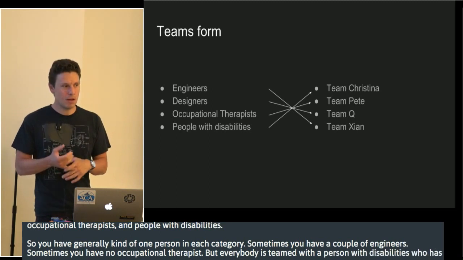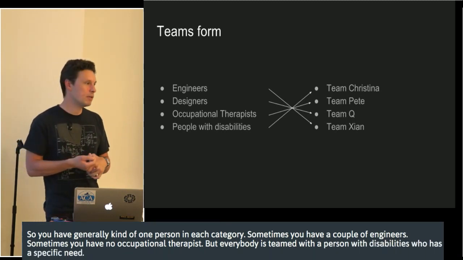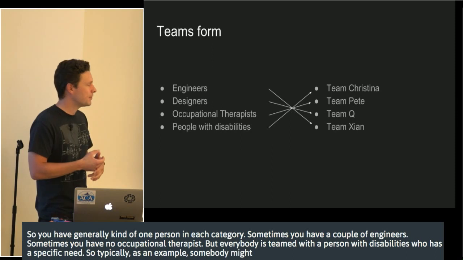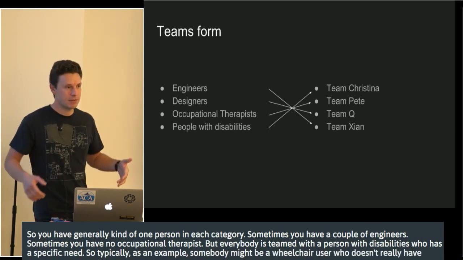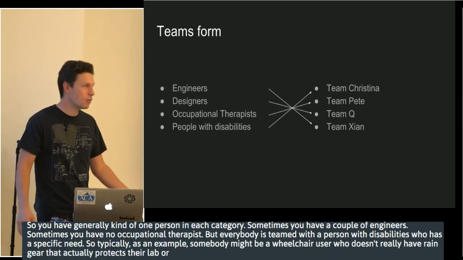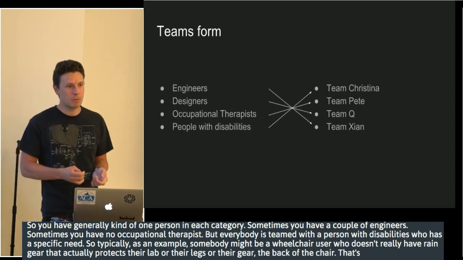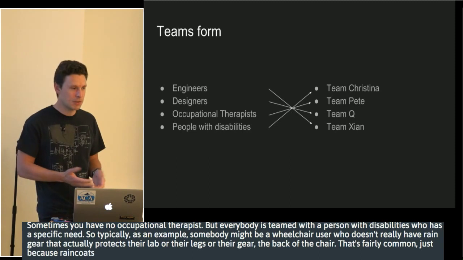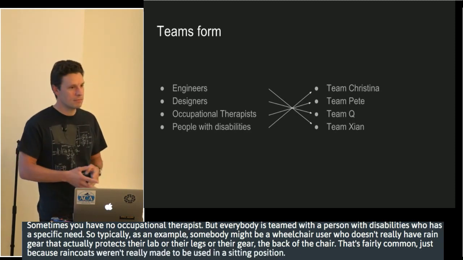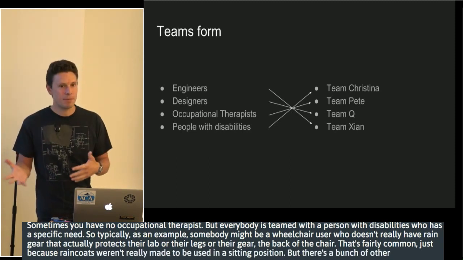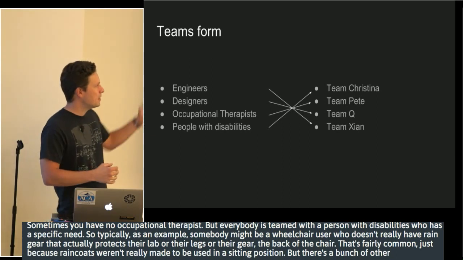Typically, as an example, somebody might be a wheelchair user who doesn't really have rain gear that actually protects their lap or their legs or their gear, the back of the chair. That's fairly common just because raincoats weren't really made to be used in a sitting position. But there's a bunch of other projects that have happened as well. But they form into these teams.